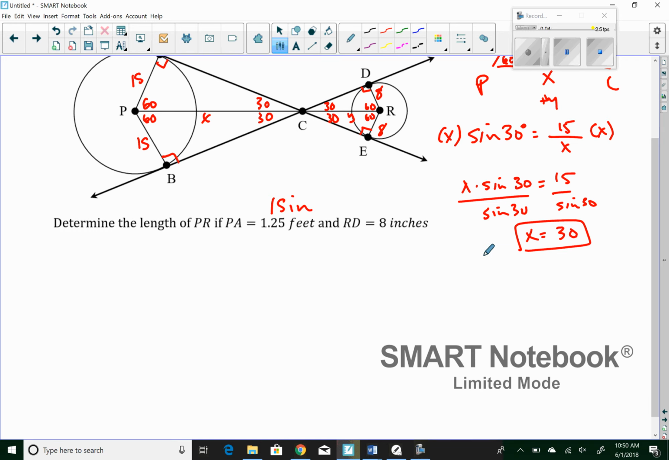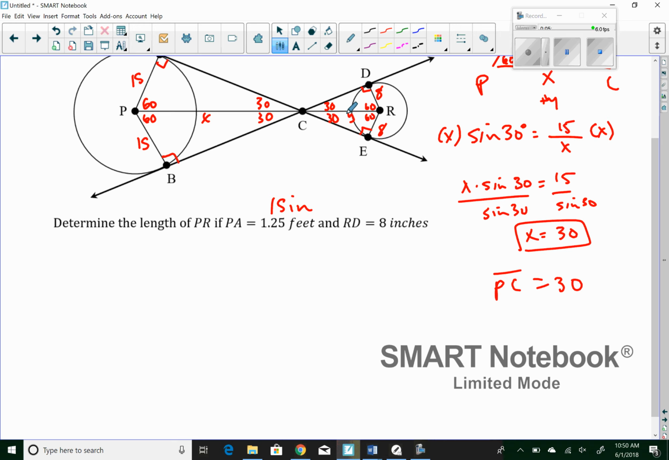I don't know why that happened. So from P to C, we have 30. Now, there are two ways of me finding the distance from C to R. I can use trigonometry again, which is how I'm going to do it so we could practice that skill. Or because these are similar triangles, I could set up a proportion and say 15 compares to 8 the same way that 30 compares to y and see what we get.